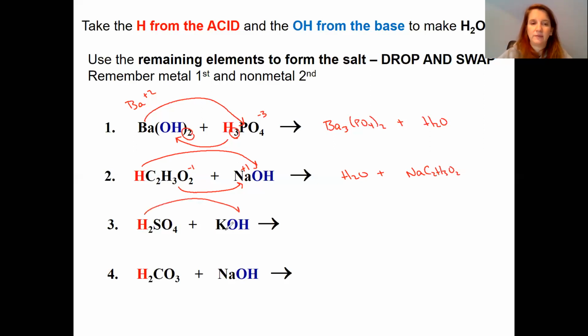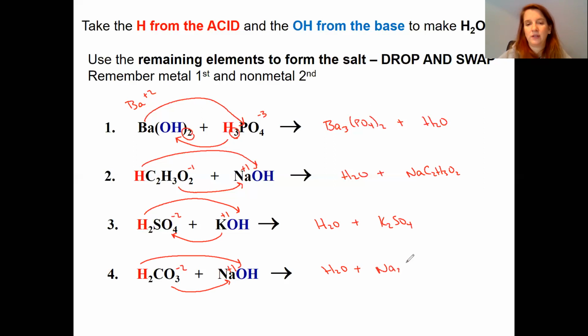Outside ions go together, inside ions go together. So we make water, and K has a +1 charge, sulfate has a -2 charge. The metal, the positive ion, gets written first, so it's K2. That 2 is from the sulfate, SO4. And then last one, outside ions go together, inside ions go together. So you're making water, and sodium has a +1 charge, carbonate has a -2 charge. So we're making Na2CO3. All right.